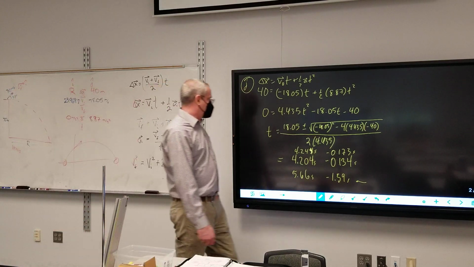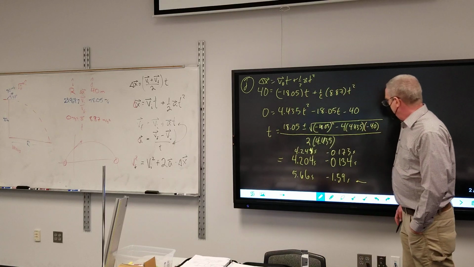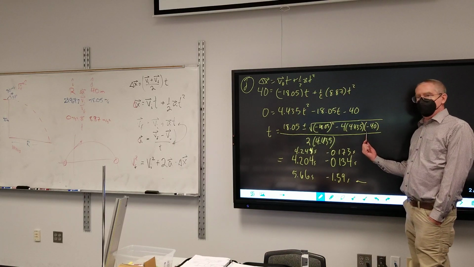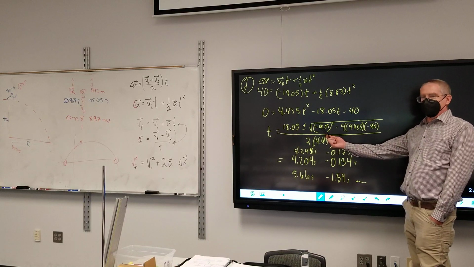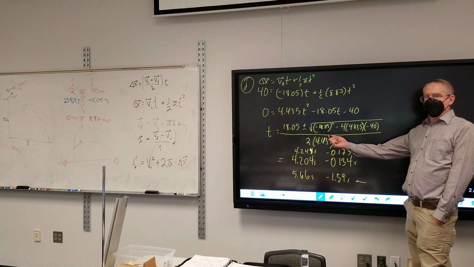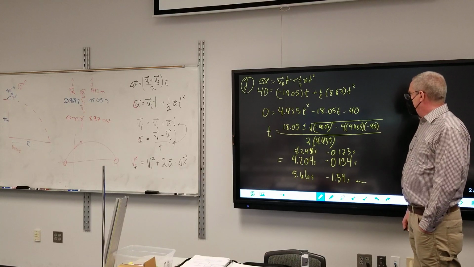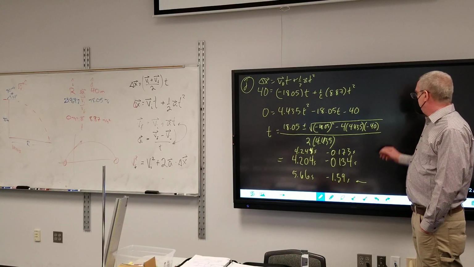So the question is, it almost seems like there's a similar mistake here. Did you remember this negative right here? And that negative goes away because you square it. Yeah. So what's the discriminant here?